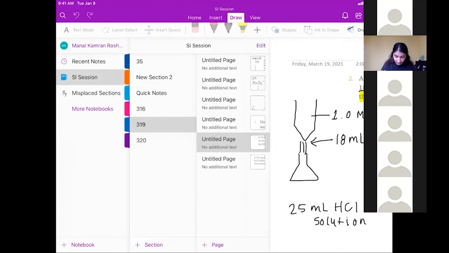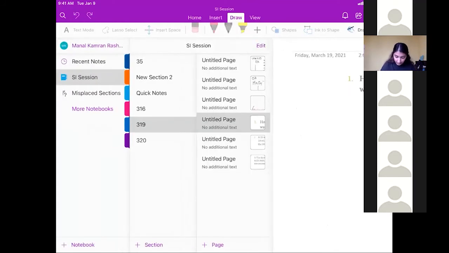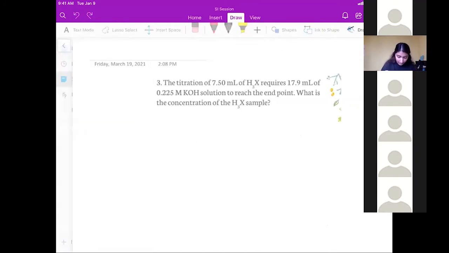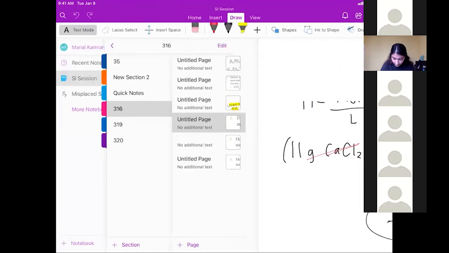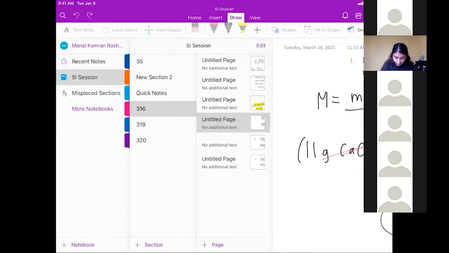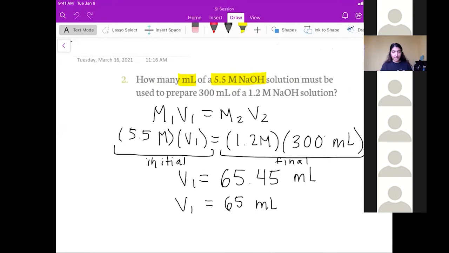Not this one. This one. Maybe in here. Here. So this one is an example problem with that.